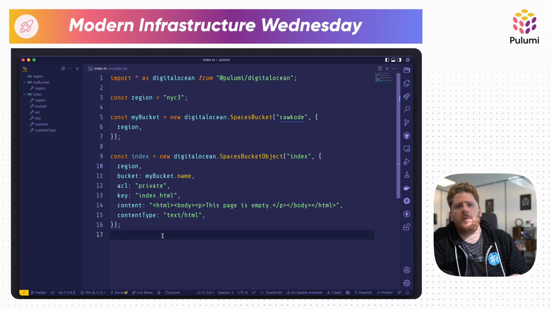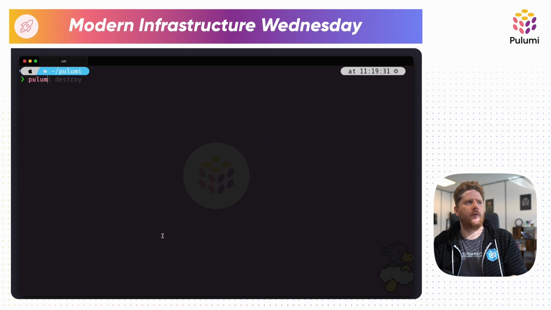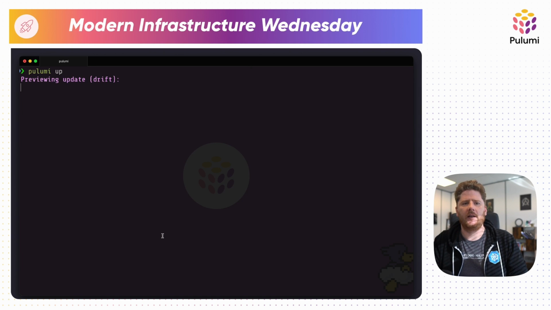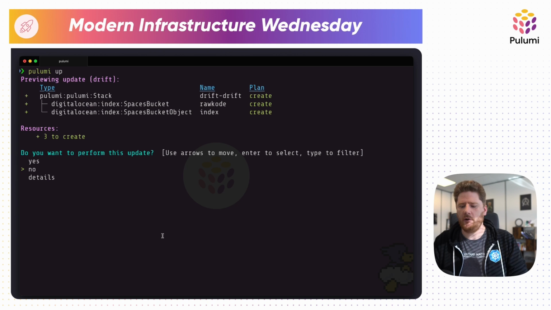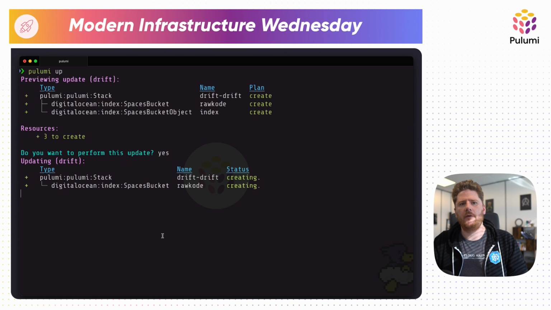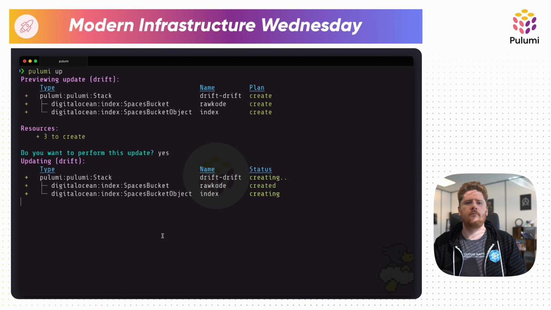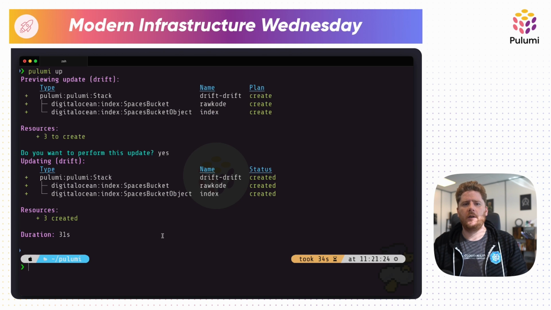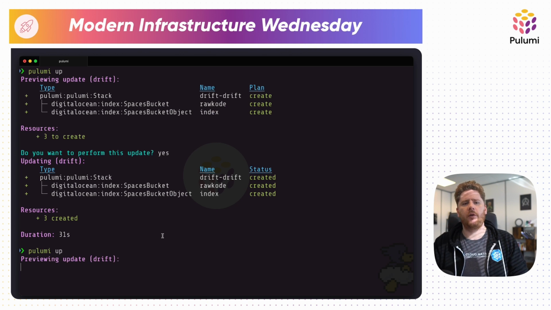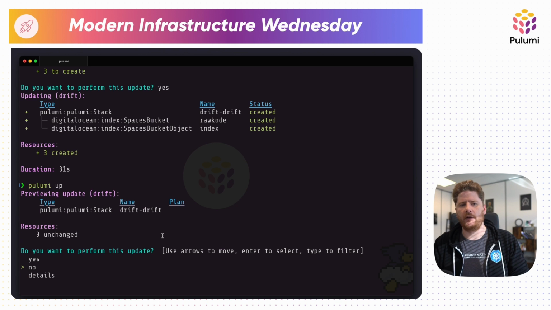Here we have a Pulumi TypeScript program that creates a DigitalOcean spaces bucket, as well as a DigitalOcean spaces bucket object. If we jump over to the command line and run pulumi up, it will create both of these new resources. Awesome. If we run pulumi up again, it will tell us there's no change.